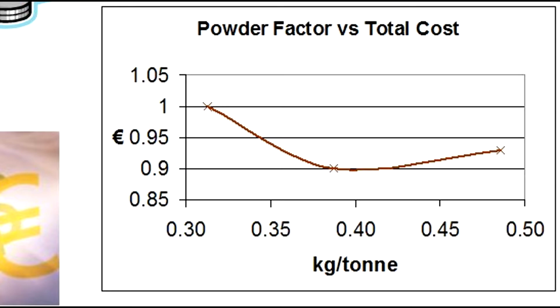Using very little explosive, around 310 grams per ton, will be quite expensive, around €1 per ton. This is because with little explosive, the degree of rock fragmentation will be lower and secondary breakage will be needed to handle the rock and materials. Increasing the kilograms per ton of explosive will optimize costs to a point, when using more explosive doesn't improve the tonnage produced and just increases the overall cost of explosives, say above 450 grams per ton of explosive.